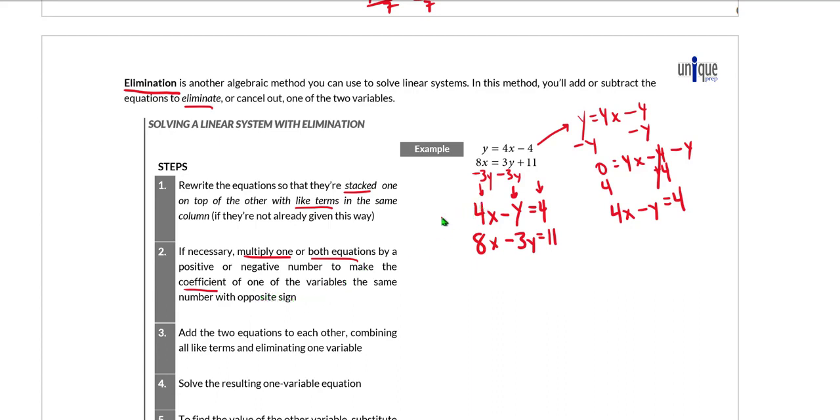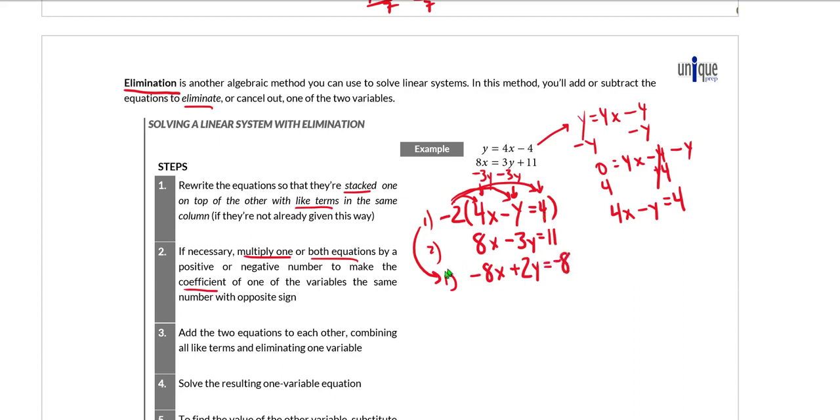So what I'm going to do is multiply through the first equation. Let's do it by -2. Because if we multiply that equation through by -2, so again, this is the first equation, this is the second equation, then equation 1 becomes, distributing that -2 to all of these terms, -8x, and -2 times -y is +2y, and -2 times 4 is -8.